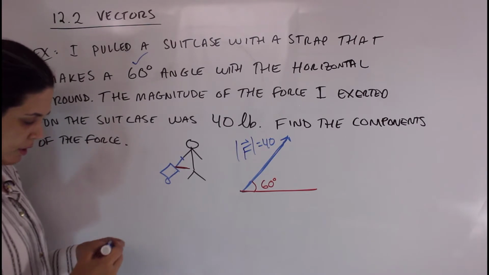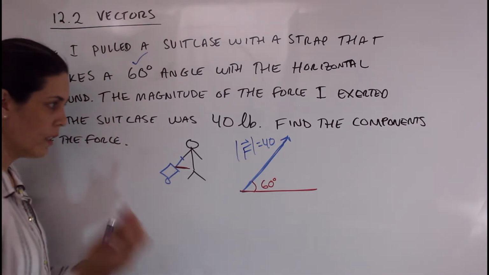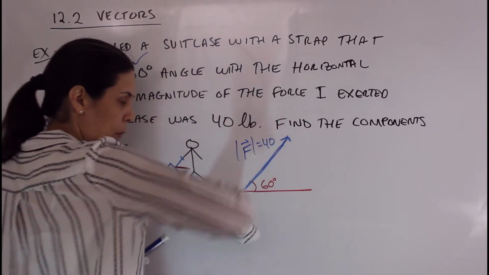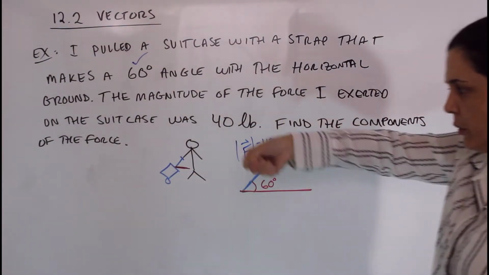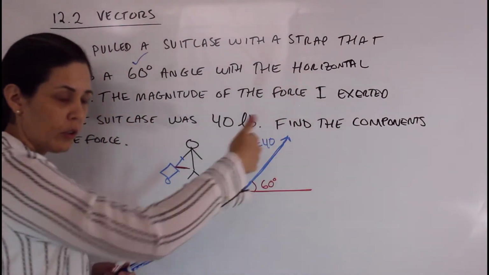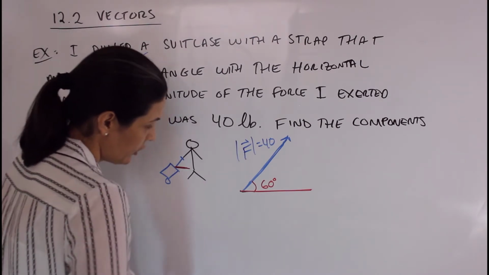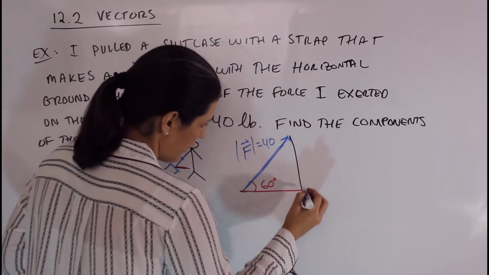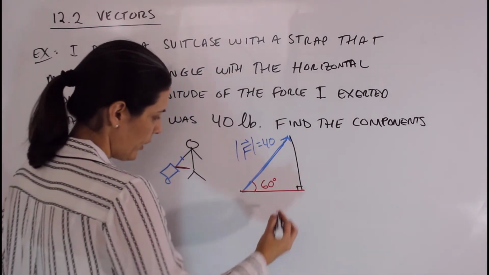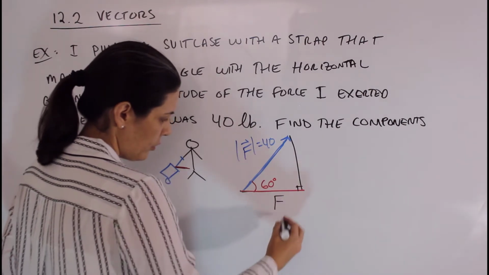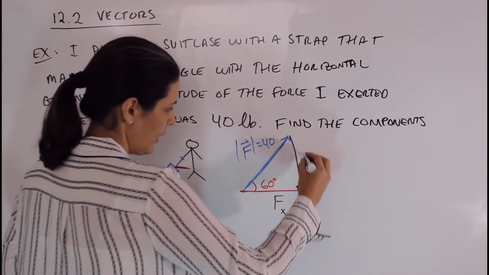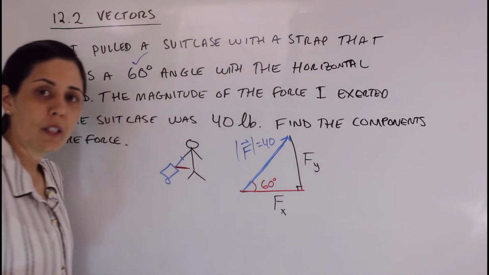And so then the question is, what are the components of the force? So it's asking me about the vector right here. This force that I'm pulling on this suitcase, the force of 40 pounds. What are the horizontal and vertical components of it? And that's just going to be from this triangle that was formed. So we want to know, and I'm going to label it accordingly, the horizontal force, I'll call it F sub x for the x-axis horizontal, and F sub y for the vertical.